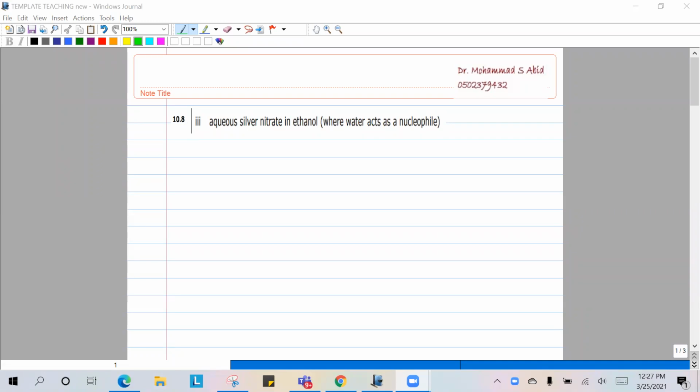So the last video for this sequence is for the haloalkanes: the reaction of aqueous silver nitrate in ethanol. Now there are two important things. The first thing is this is an example of a nucleophilic substitution reaction. Substitution, why? Because water is acting as a nucleophile over here. So this is a nucleophilic substitution reaction.